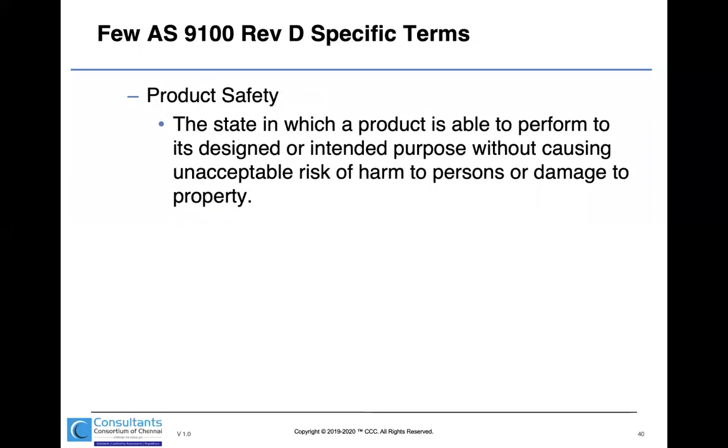Then product safety. You have seen safety, reliability. These are the two key terms we need to focus on with respect to AS 9100. So this is the definition given by IAQG. What is product safety? The state in which a product is able to perform its designed or intended purpose without causing any unacceptable risk or harm to persons or even passengers, or damage to property, whatever we could say.